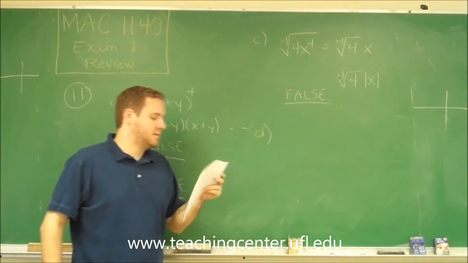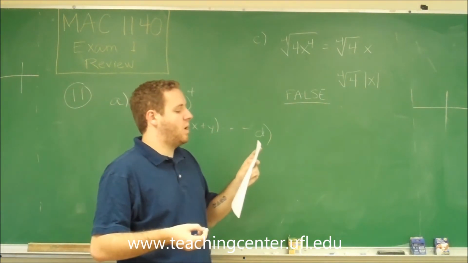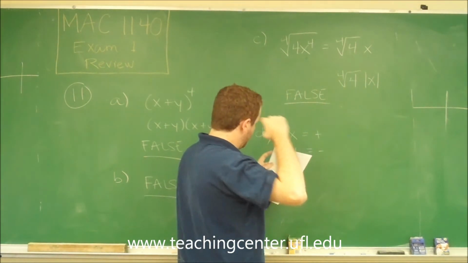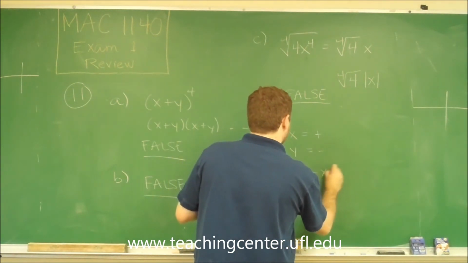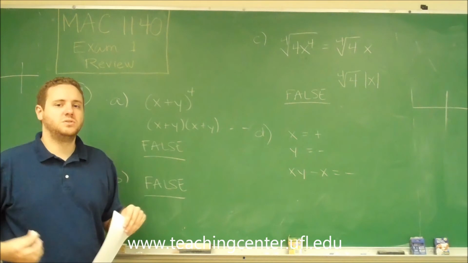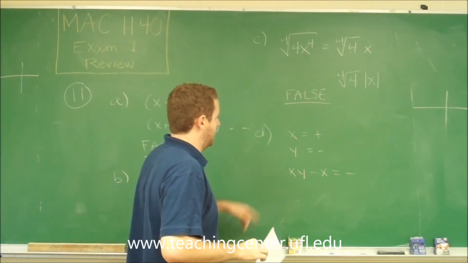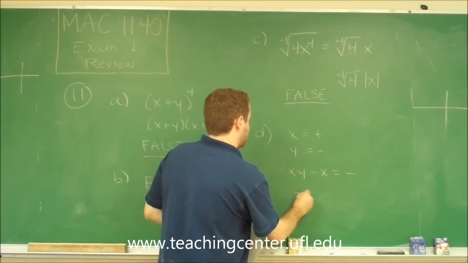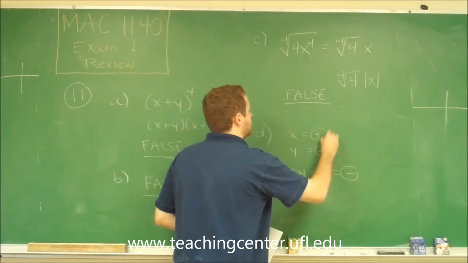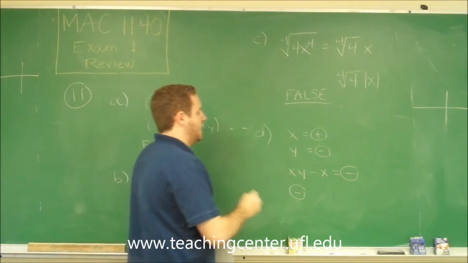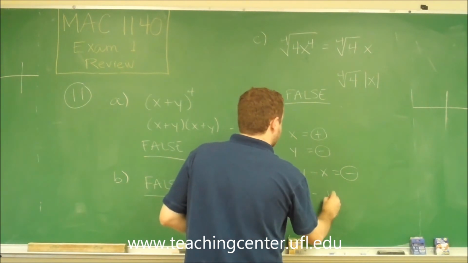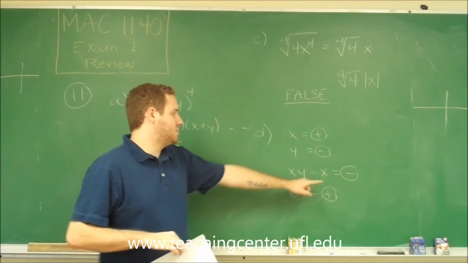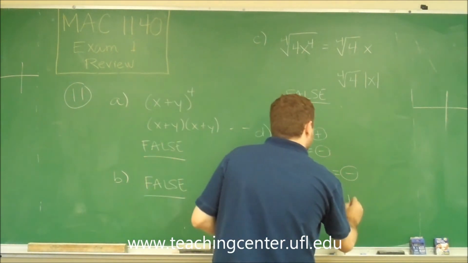Okay, and finally for D, we have if x is positive and y is negative. So x is positive, y is negative. We're saying, is xy minus x negative? Well, we can just use our positive and negative rules here to figure this out. x times y is a positive times negative. That's a negative number. Let me put circles around these to show that they're not operations. So we have a negative number minus a positive number. Well, if we have a negative number minus a positive, we're making it even more negative, so it's definitely going to be negative. This one is true.